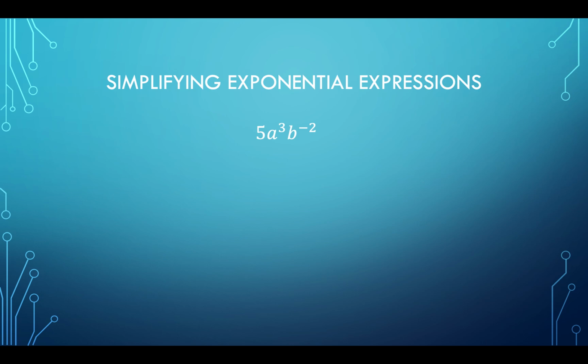Let's try simplifying exponential expressions. So now I give you 5a to the third and b to the negative 2. Our goal is to get rid of that negative exponent. So our negative exponent here is b to the negative second. To get rid of that b to the negative second, it's the same thing as doing 1 over b squared. Remember, when we put it into the denominator, it becomes positive.